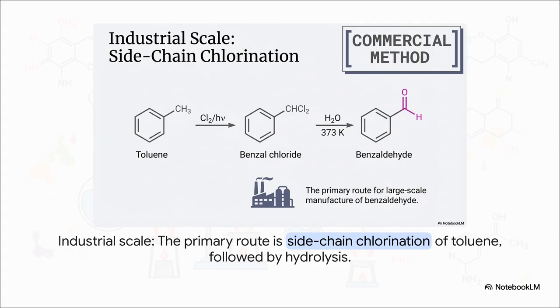Now, it's one thing to do this in a lab, but when you want to make tons of benzaldehyde on an industrial scale, chemists use a different, more direct approach. They do what's called a side chain chlorination of toluene. This makes something called benzal chloride. And from there, it's just a simple hydrolysis with hot water to get the final product. It's a really robust method that's just perfect for large-scale manufacturing.